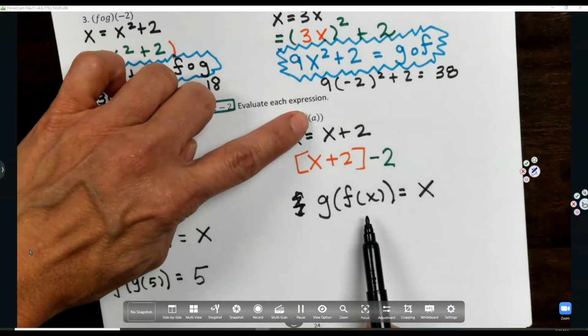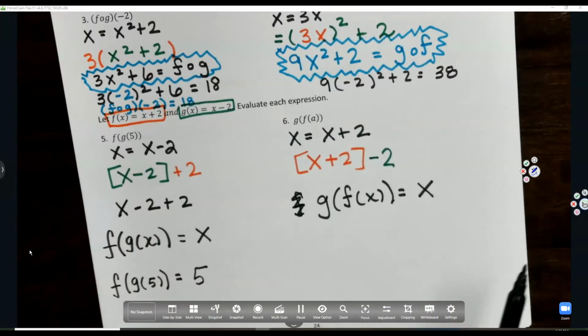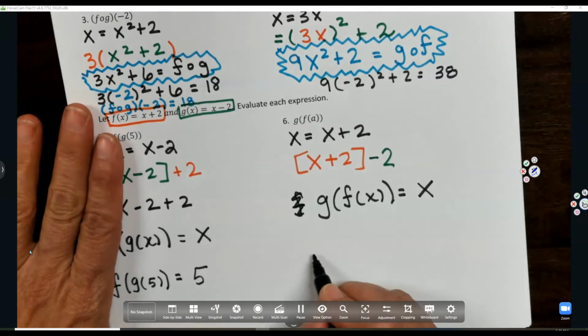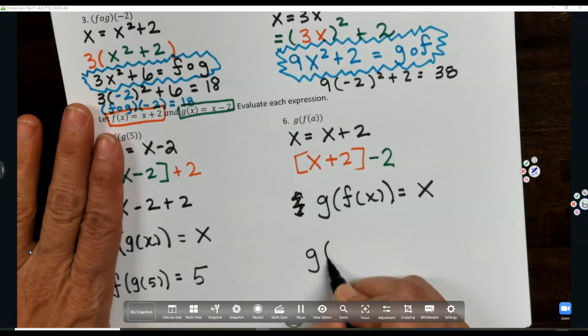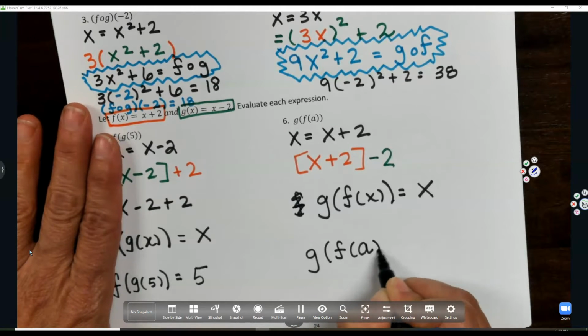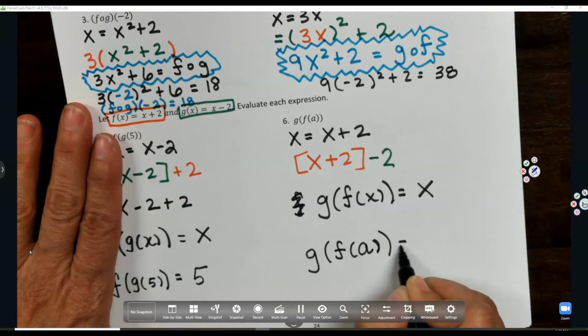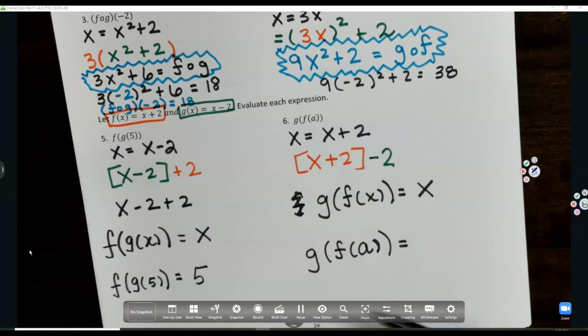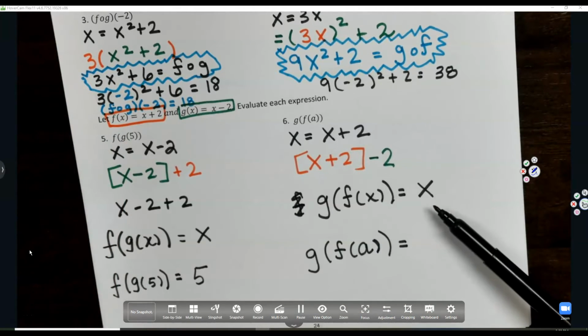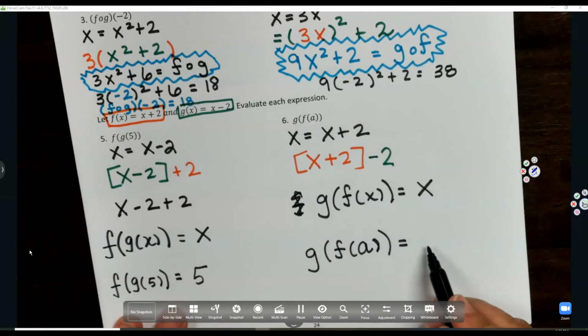I'm going to go ahead and plug in the input, which is letter a. So now I'm going to recopy what is printed right next to number 6. When I drop in a for x, the answer is just a.